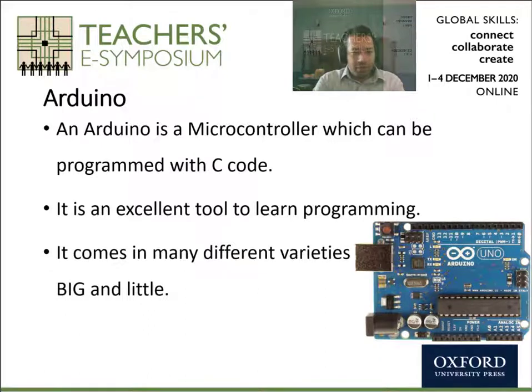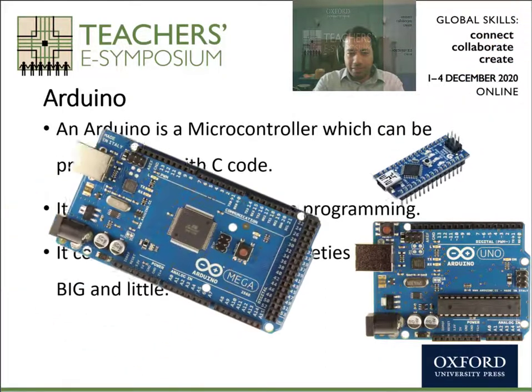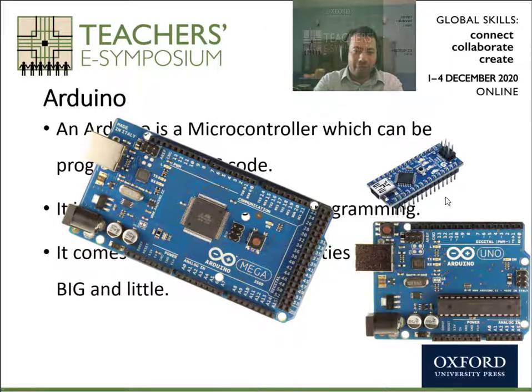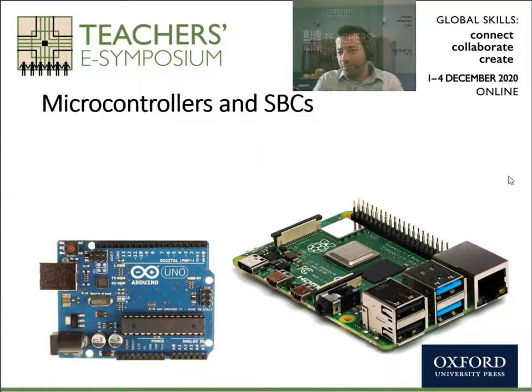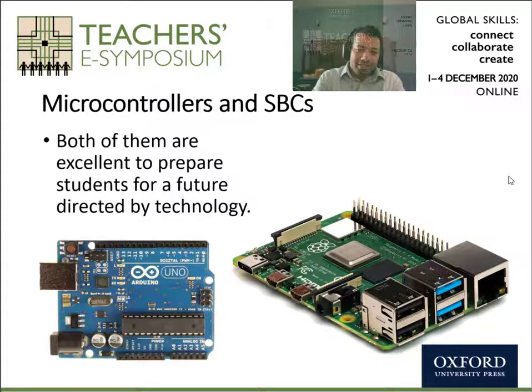So this Arduino actually comes in multiple varieties. So you can see the tiny one. Here's the Arduino Nano, and here's the Arduino Mega, and this is the Uno. So microcontrollers and single board computers, both of them are excellent to prepare students for a future directed by technology. So they look pretty technologically advanced, right? You got your circuit board right there. It's a bare circuit board in both situations. In both situations, you have these connections, these are called the general purpose input output, and you have them over here on the Arduino as well. Look at them.